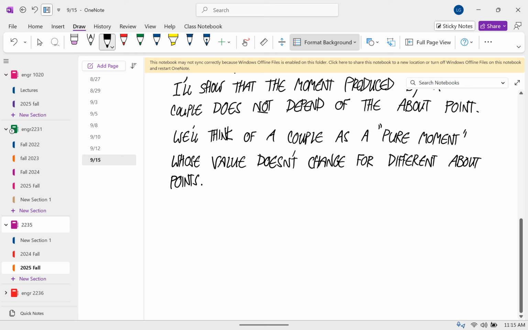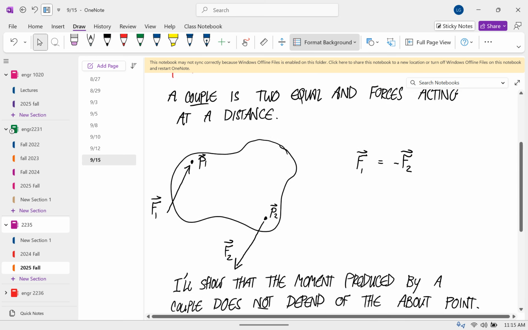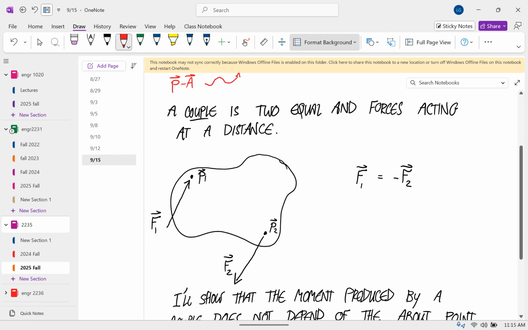Okay, so let's do this calculation. What I said right there is all you have to remember about couples, but it's a really easy calculation to show why this is, to make sense out of why it doesn't depend on the about point. So I'm going to just think of this as a proof. Okay. So in here, let's choose an about point.